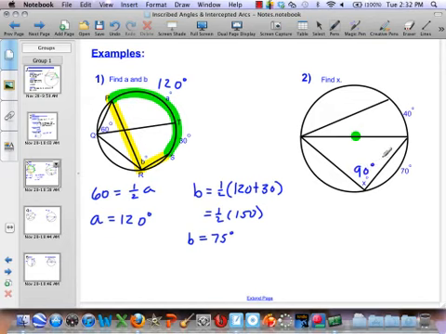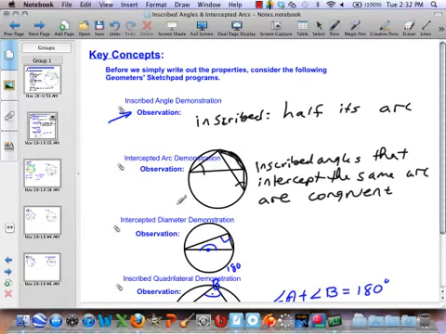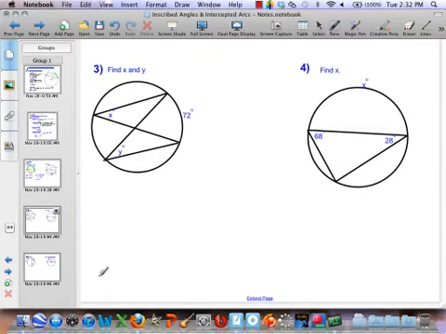That's done. Remember, go back to this slide: the diameter. The inscribed angle intercepts the diameter. It's a 90-degree angle. Okay, number 3.